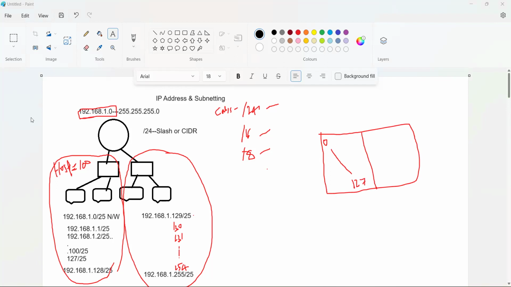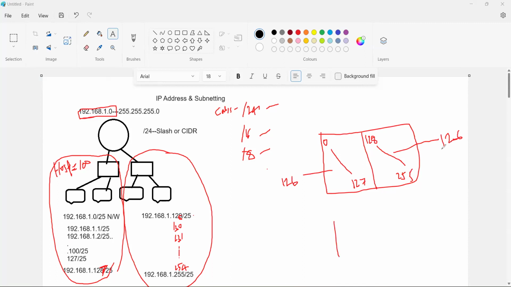127 is the last range, and 128 to, sorry, here I made a mistake. Actually, 127 is the last IP and then 255. Here we have 126 valid IP addresses, and here also we have 126 valid IP addresses.